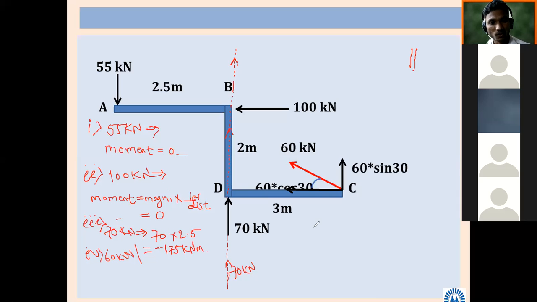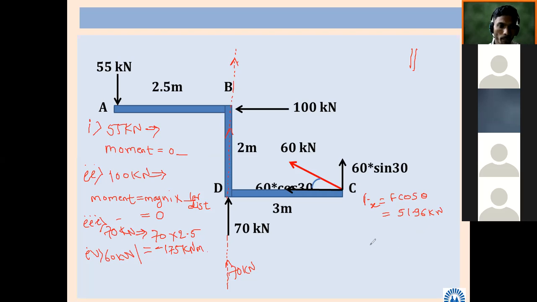Why? Because it is inclined. With which axis is the inclination given in the problem? With the x-axis. So what will be its x component? Fx is equal to F cos theta. Now, can you tell its value directly? 60 into cos 30 is 51.96 kilonewton. Now, the Fx force will be in the horizontal direction, correct?